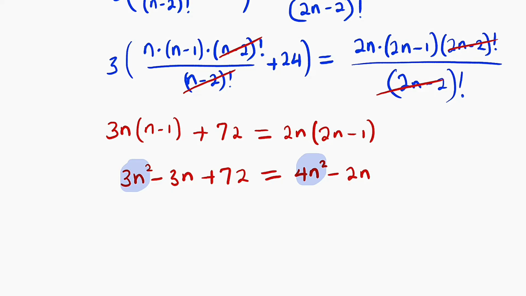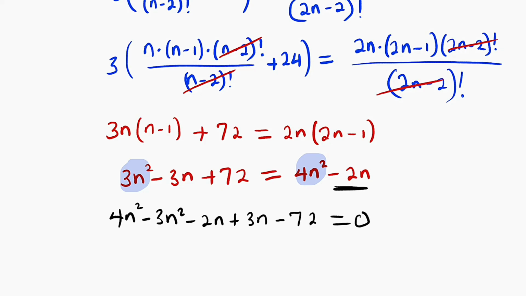So we can write it as 4n squared then minus 3n squared. Then we have negative 2n here. If this crosses over, it becomes positive. We have plus 3n. Which other one again? This, if this crosses over, it becomes negative as well. Negative 72. We don't have anything left. This is equal to 0.